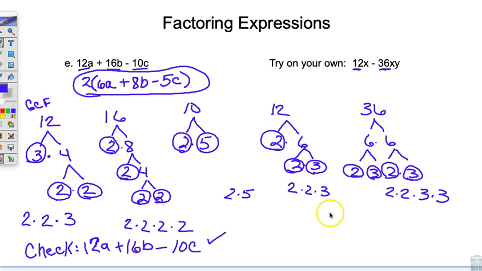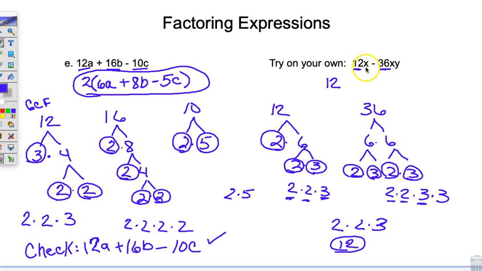Now let's see what they have in common. It looks like they both have a 2, and they have another 2, and then they each have a 3. So they have in common 2 times 2 times 3. If I go ahead and multiply those 3 together, I get 4 times 3, or 12 is the greatest common factor. Okay, so let's go ahead and pull out 12.